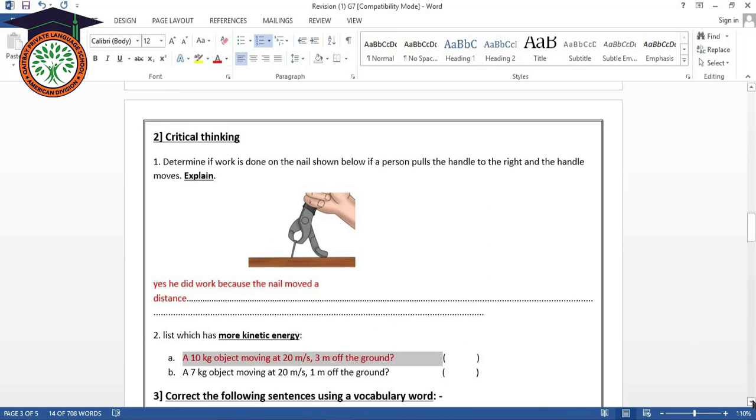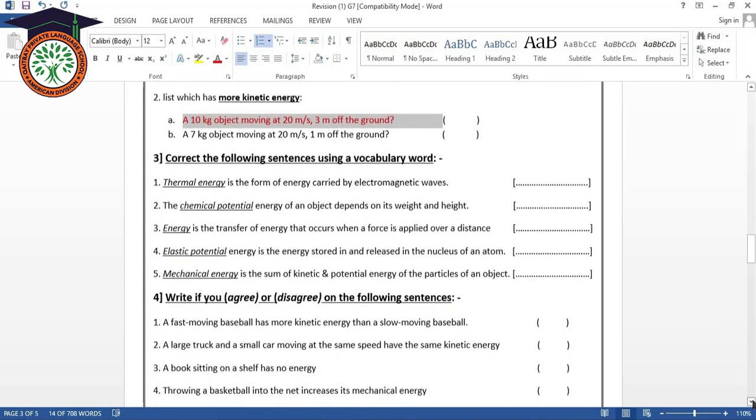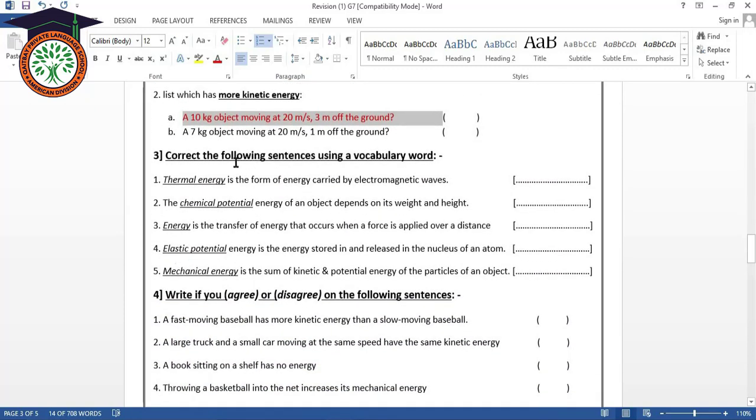Okay, let's move to the other question, number 3. He said, correct the following sentences. I have 5 sentences, each one has an underlined mistake. So we have to correct this word.